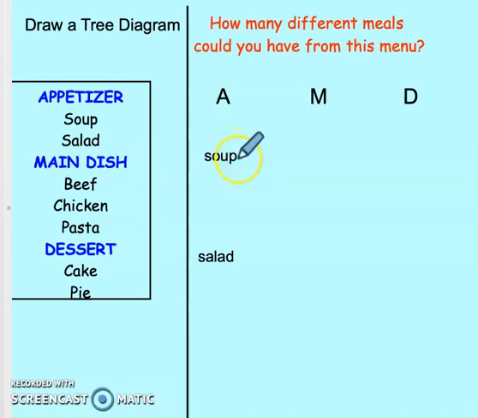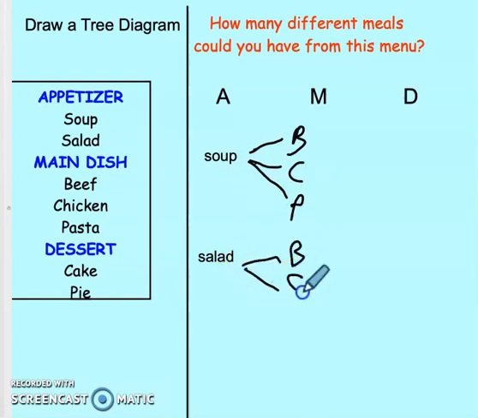So for the appetizer, we're choosing either soup or salad. For the main dish, I'm going to abbreviate. We could get either beef, chicken, or pasta. Same if I get the salad, I still get to choose either beef, chicken, or pasta. And then for dessert, each one of these is going to branch into two more possibilities. So I could choose either cake or pie for dessert.